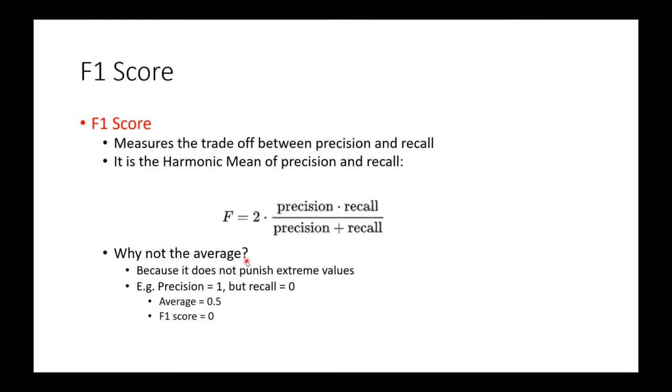So why don't we take the average between precision and recall? Because basically the average does not punish extreme values. So imagine that I have a precision of 1, basically 100% precision, but a recall of 0. The average then would be 0.5, whereas the F1 score is more truthful to the nature of my classifier, right? The F1 score will say that my classifier has 0.